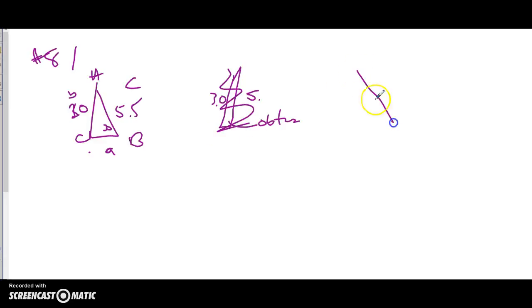So the other case is this. This one comes over like that, and this is 5.5, and this is 3.0, and this remains at 30. So this short arm can swing over and make 2 separate triangles. Okay, so go back and check your ambiguous case question from homework. What you want to do is figure out this angle, and it's pretty straightforward.